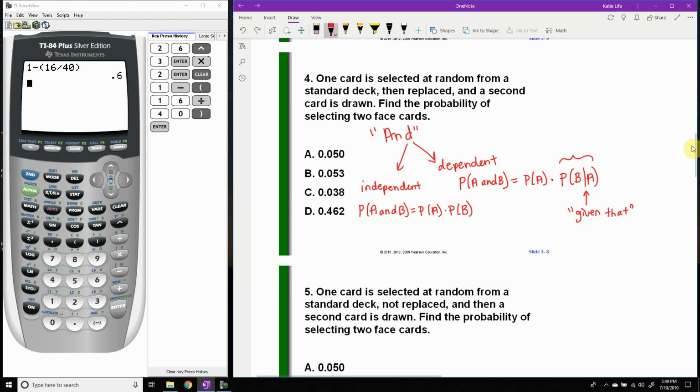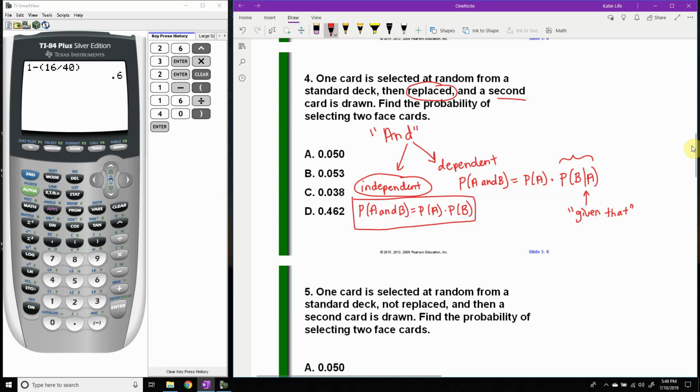Well, I know that after the first card is drawn, it's replaced, right? It's put back in the deck. So whenever the second card is drawn, it's still out of a standard deck of 52. So these two events are independent of each other, right? Because of that replacement. The first card is selected randomly and then put back in the deck, so it doesn't really matter what was drawn on that first card. It's going back in before the second card is drawn. So I know that I'm working with this formula, this AND situation. The probability that event A and then event B happens is just going to be the product of their probabilities.